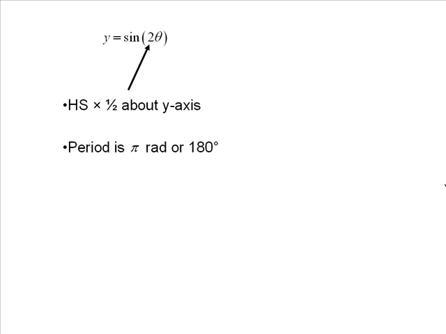But we would then also note that the period is pi rads, or if you were in degrees, you could say 180 degrees. Should make sense. We took that 2 pi and we multiplied it by 1/2, or we took 360 degrees and multiplied it by 1/2.